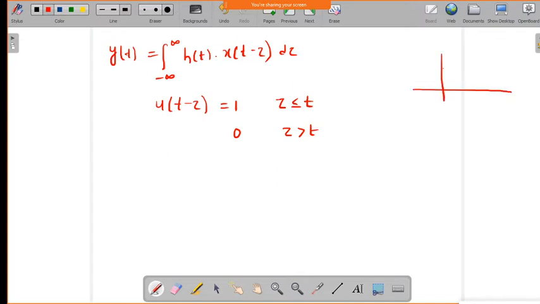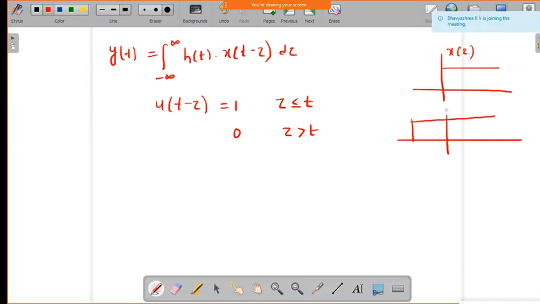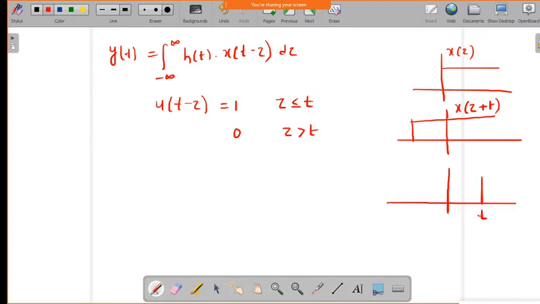Okay. So, you will get x of t, and if you shift by tau units, this is x of tau. And if you shift the signal by t units, that is tau plus t, it will become like this, and if you reflect it, it will become this much. Where this is t, this is your x of t minus tau, or minus tau plus t. So, this is where we get the condition: when tau is less than or equal to t, you will get the response 1, or else 0.